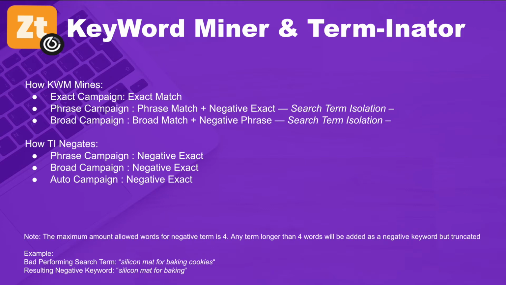Now with terminator, how are search terms negated? For phrase campaign, we negate it as negative exact. For broad campaign, negative exact, and lastly, for auto campaign it is also negated as negative exact match. Take note that the maximum set of allowed words for a negative term is up to 4 only. Any term longer than 4 words will be added as a negative keyword but truncated. For example, the bad performing search term is silicon matte for baking cookies. This search term is longer than 4. The system will negate it as silicon matte for baking.